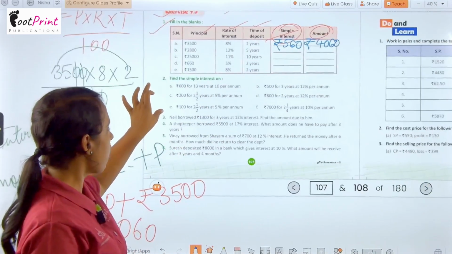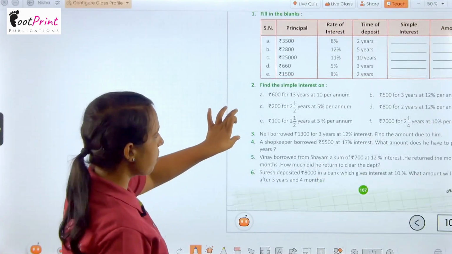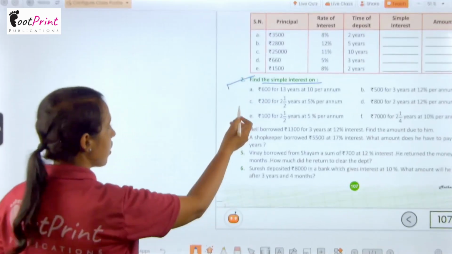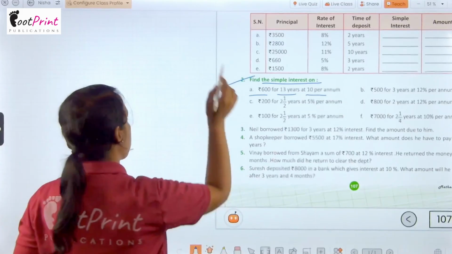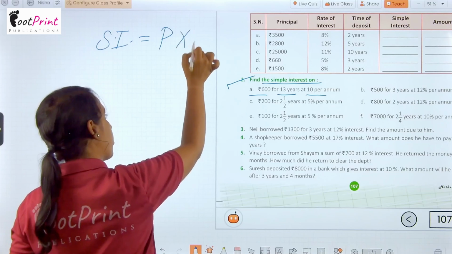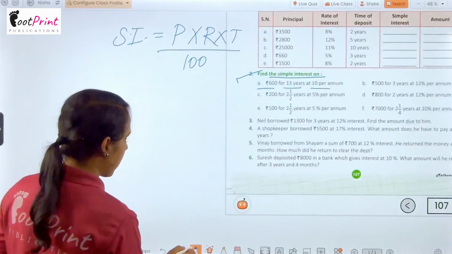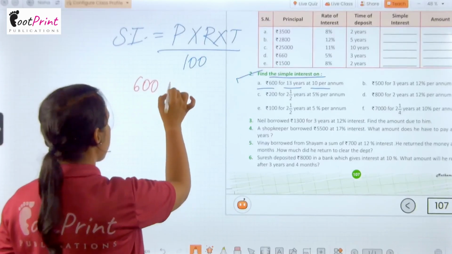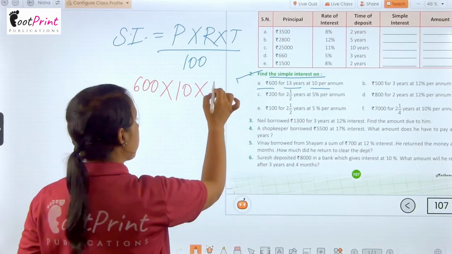Okay, now we have some word problems. So let's see question number 2. In this we have to find out the simple interest. First question: principal, time and rate of interest are given, and we have to find out SI, that is simple interest. We know how to find it: P into R into T upon 100. So P is given, principal is 600 rupees, R is 10% and the time is 13 years.